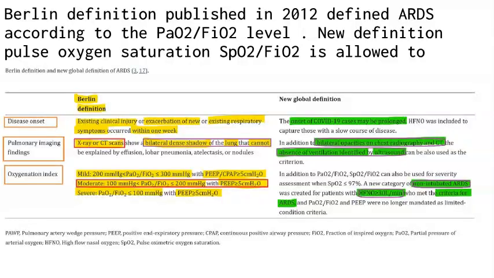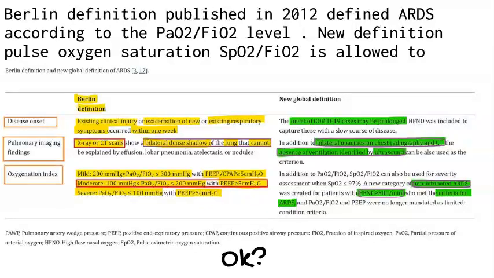Oxygenation index. Mild is PaO2 to FiO2 between 200 and 300 mmHg, with PEEP or CPAP more than 5 cm of water. Moderate is PaO2 to FiO2 between 100 and 200 mmHg, with PEEP more than 5 cm of water. Severe is PaO2 to FiO2 less than 100 mmHg, with PEEP more than 5 cm of water.